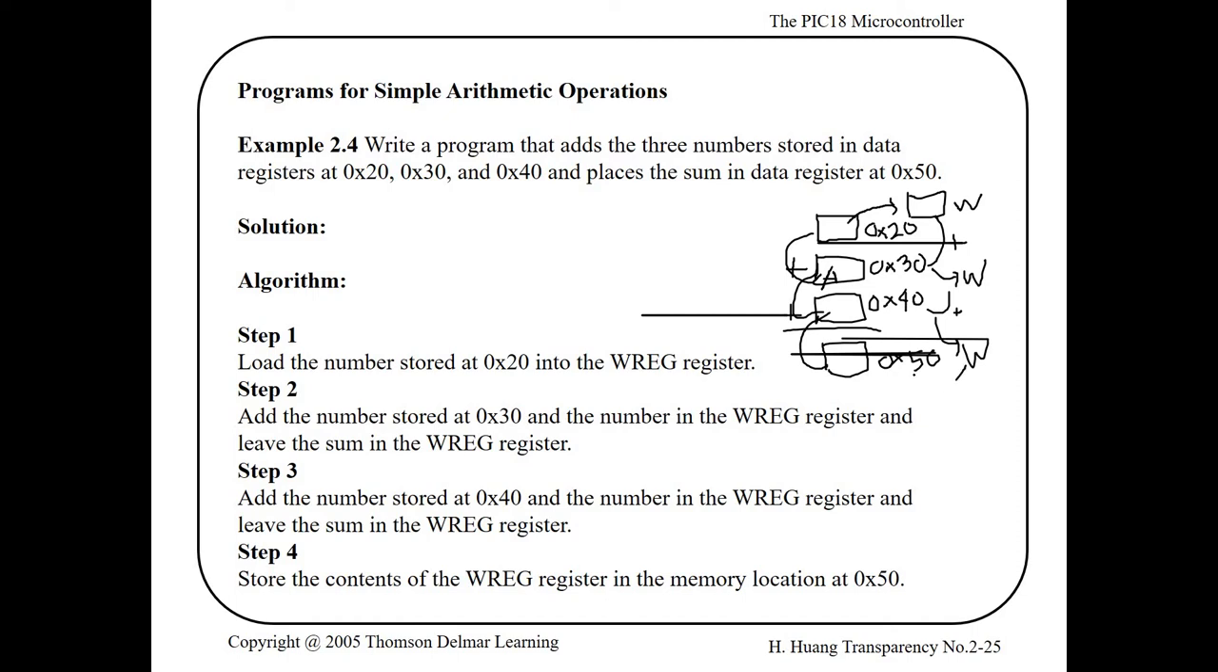And finally we move it to hex 50. So we draw like this, and you can actually put the label. This is the first step, this is second, and this is third, and this is fourth. I don't know why it's coming like that, but you all got the point, right?